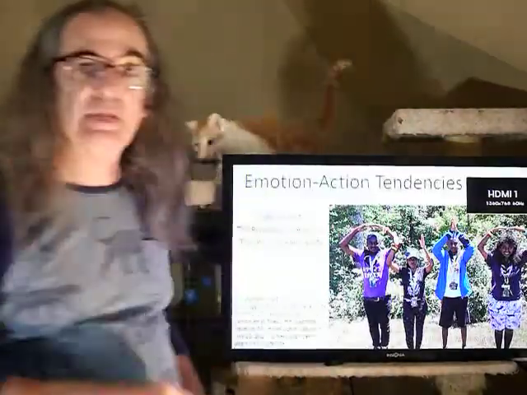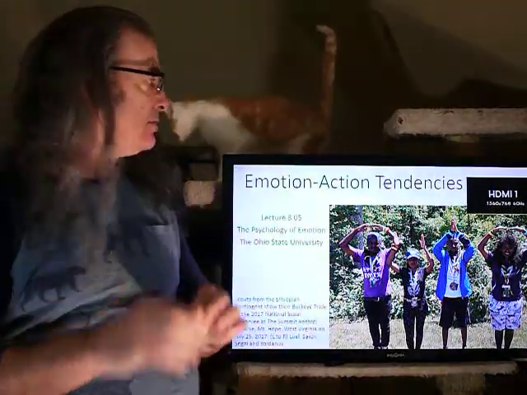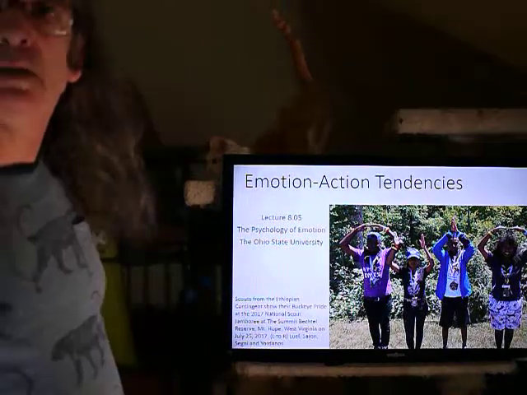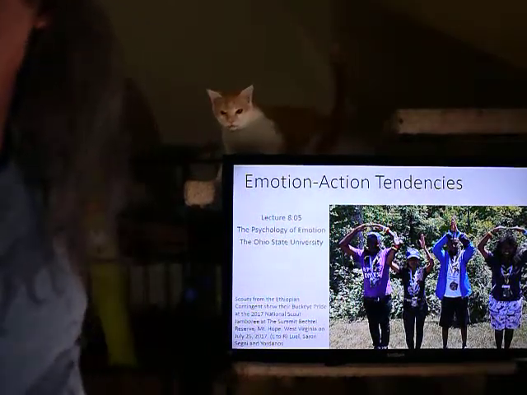We're going to talk a little bit about emotion action tendencies. This is a short one. Proton's going to help us out, obviously. I guess that's the deal.